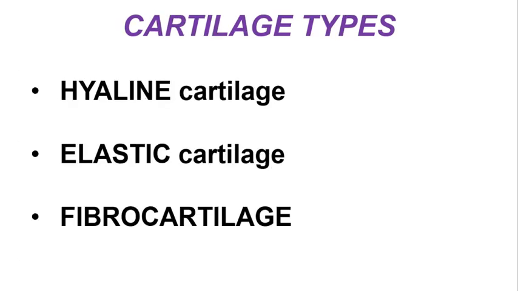So there are three types of cartilage that we will examine. We'll look at hyaline cartilage, elastic cartilage, and fibrocartilage, and we'll examine them in this order.